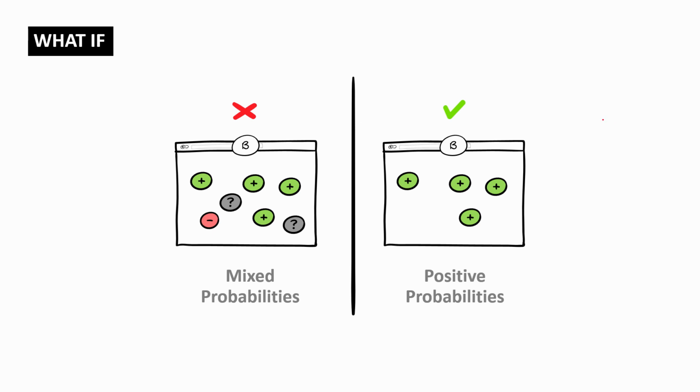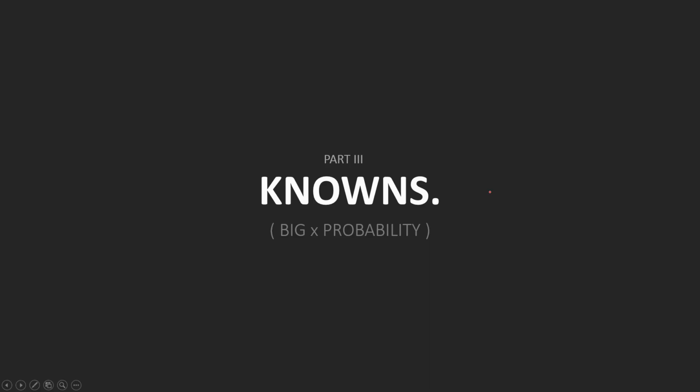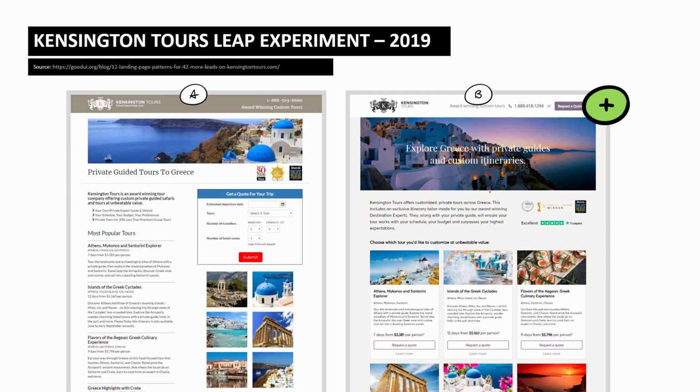What if we did less of these kind of mixed probabilities, and if we were able to only combine the positive probability changes together? What if we could do this? That gets us into knowns. Big experiments multiplied by probability. This is exactly the strategy we took for one of our clients, Kensington Tours.